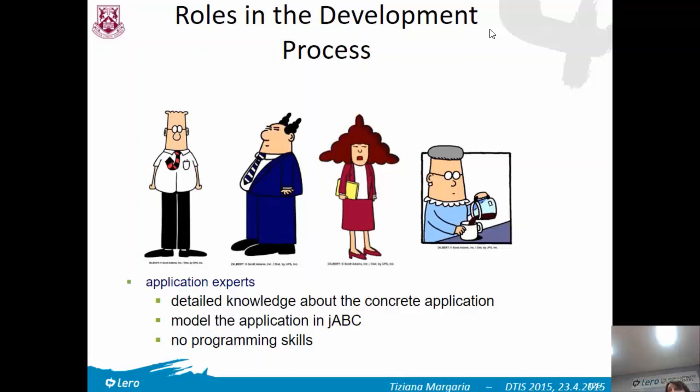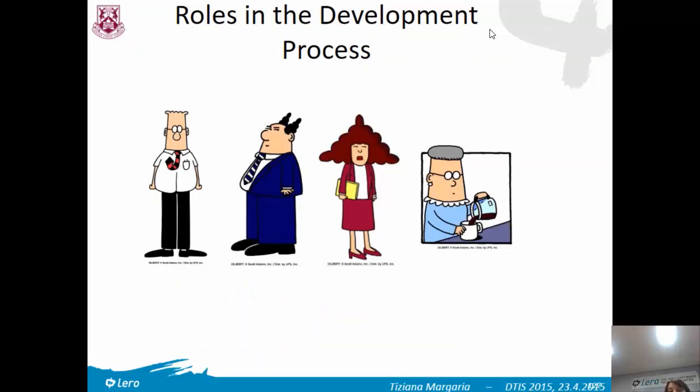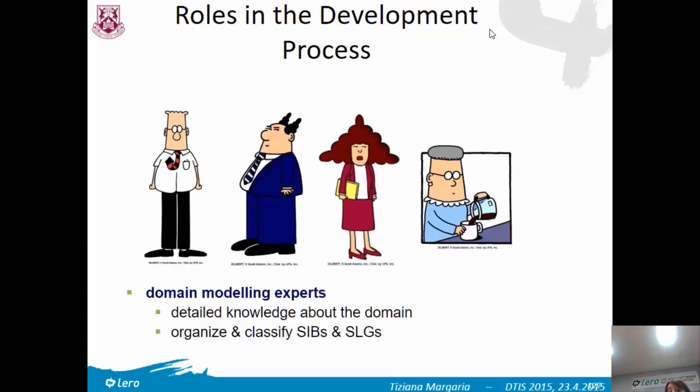But these people can themselves define Sibs that are virtual Sibs. Like, I would like to have something like this, and then they give it to you: please program it, okay? But they can still use this in the model. And we have to understand that they may not have any programming skills. So discussing with them about, I don't know, some complex union find type or something like that is completely out of discussion, right? Then there are some other people, the domain modeling experts.